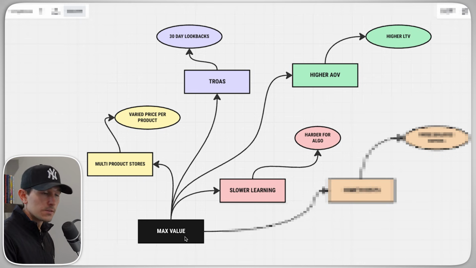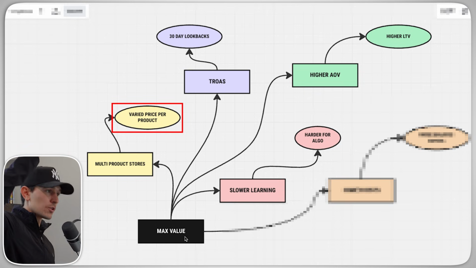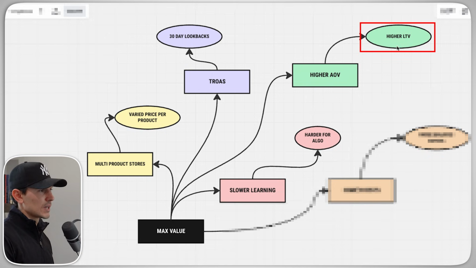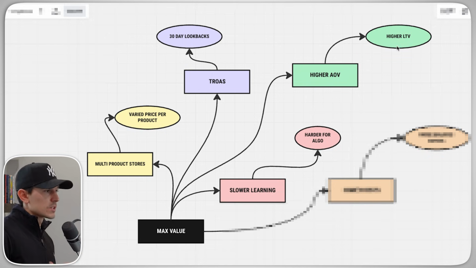What we generally see from maximize conversion value campaigns is a higher average order value. So it generally does a better job of finding customers who are going to add multiple products to cart or those higher value products to cart, not just the cheapest products on your site, which generally does lead to higher average order value. That also does normally lead to higher LTV. Now, that's not something I could say definitively, but most of the time, if someone's willing to spend more on their first purchase, they are a more qualified buyer long-term and usually can lead to higher lifetime value.